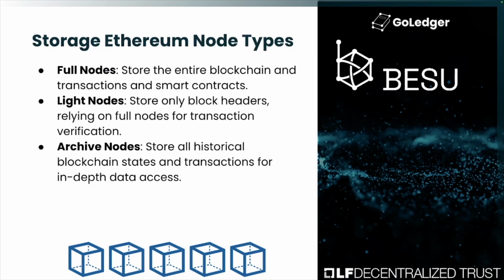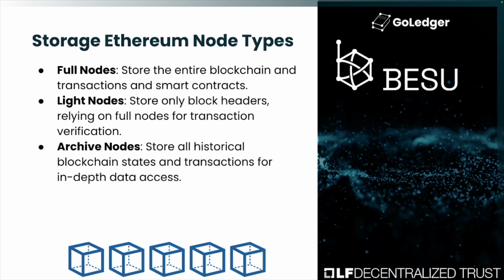Now, depending on how a node handles storage, it is categorized into different types. First, we have full nodes, which store the entire blockchain along with all transactions and smart contract bytecodes. They ensure the integrity, reliability, and decentralization of the network. Next, we have the light nodes that, unlike full nodes, store only block headers instead of the entire blockchain. They depend on full nodes for transaction verification, making them ideal for devices with limited storage and computational power.